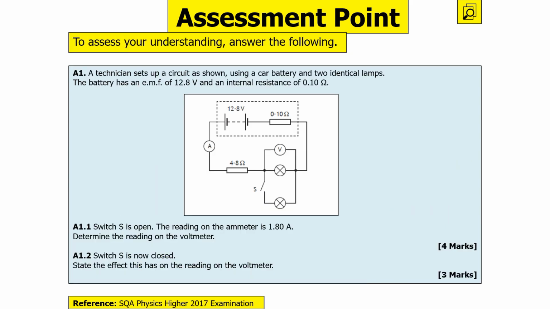Our next question says, a technician sets up a circuit as shown, using a car battery and 2 identical lamps. The battery has an EMF of 12.8 volts and an internal resistance of 0.10 ohms. Switch S is open. The reading on the ammeter is 1.80 amps. Determine the reading on the voltmeter.